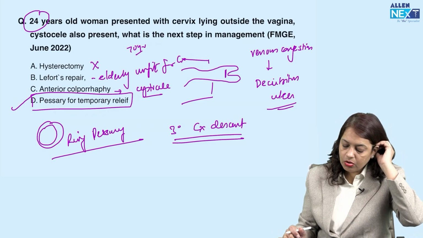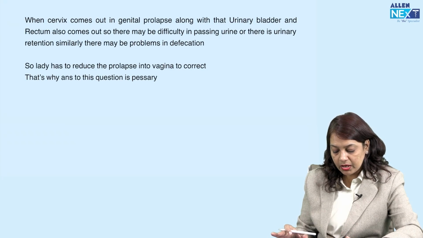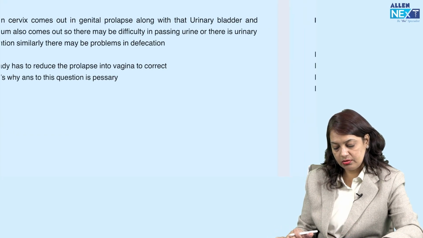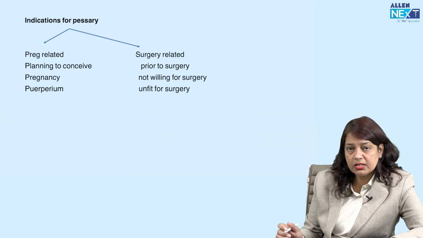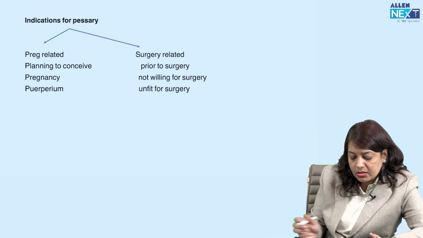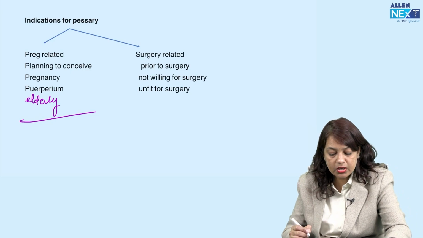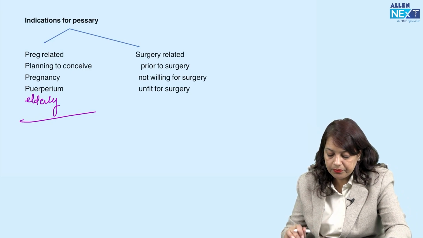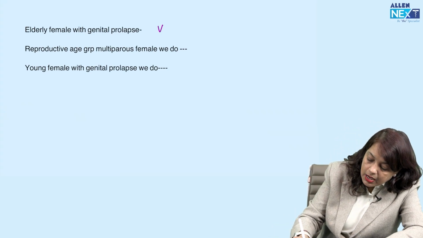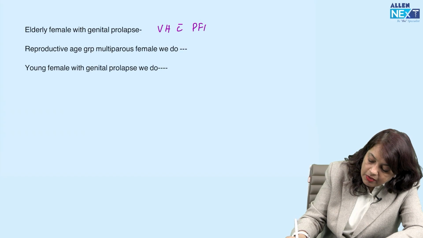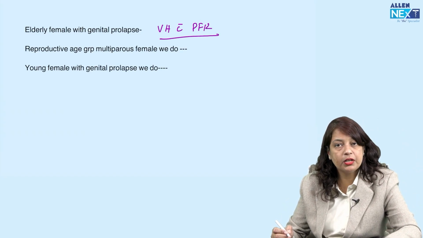Fine. So when the cervix is lying outside, there may be a difficulty in the urination or in the defecation. Now, indications of pessary: pregnancy related, if she is planning to conceive, during pregnancy, during puerperium, and sometimes even in the elderly, those who are unfit for surgery, pessary can be given. Now, if the elderly female has genital prolapse, I am going to do vaginal hysterectomy with pelvic floor repair. Pelvic floor repair means anterior colporrhaphy and posterior colpoperineorrhaphy.